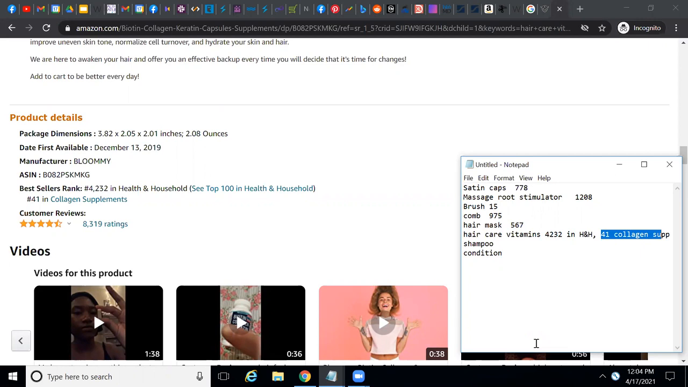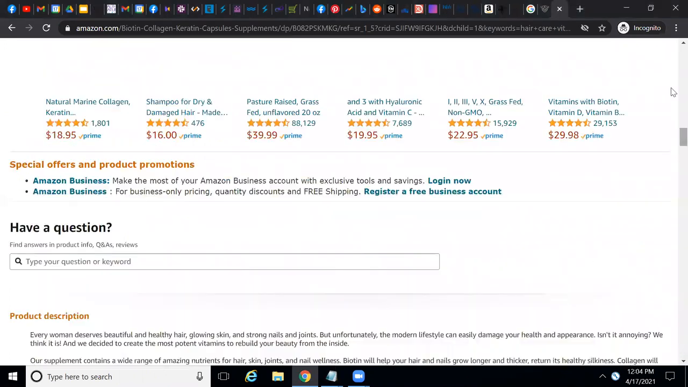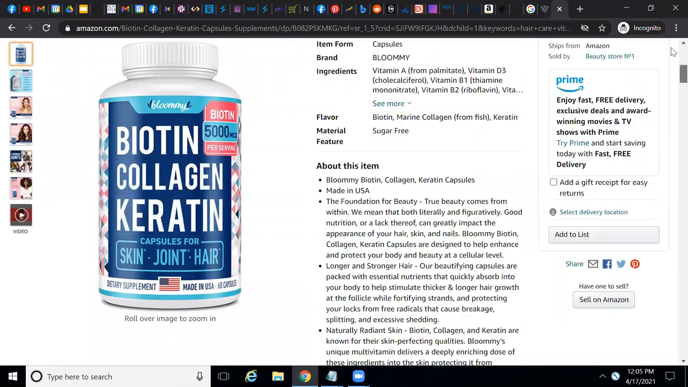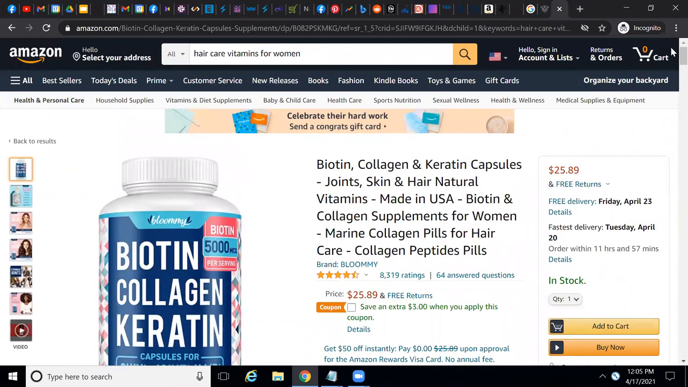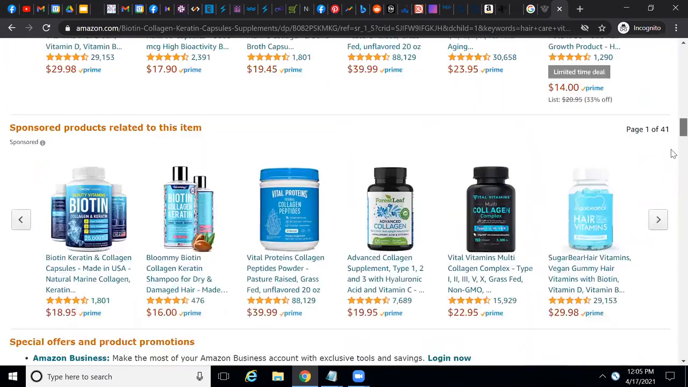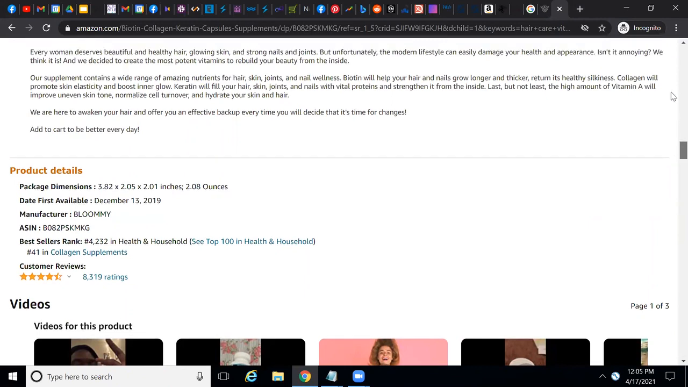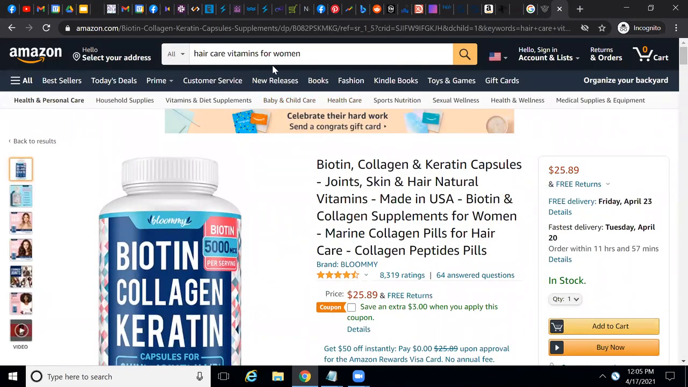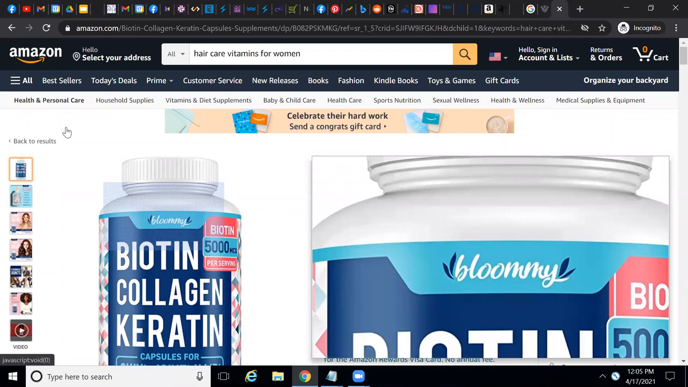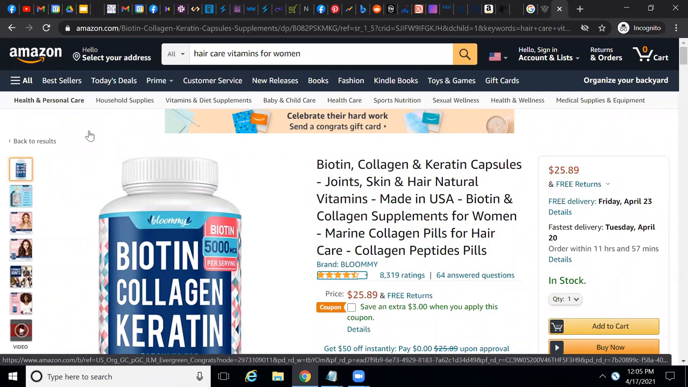So write down what the potential contents of your bundle might be. Go check and see what the ranks are for the products that you're potentially going to sell, even if it's not that product. Because I'm not saying I'm selling this product. I'm saying when I come to hair care vitamins for women, and this one comes up first, what's the rank of this product? That doesn't mean I'm putting this product in my bundle. That just is giving me some information about how well hair care vitamins for women is moving on Amazon. It's just giving me some information. And I'm going to use that information to decide how I'm going to construct the title.